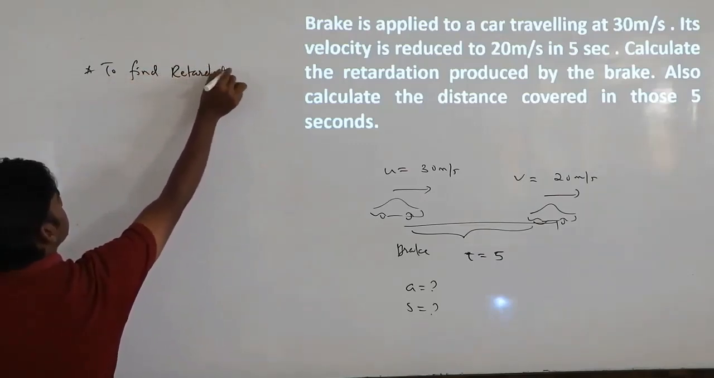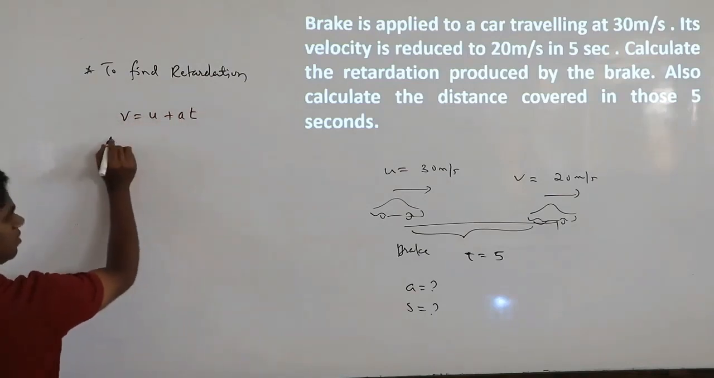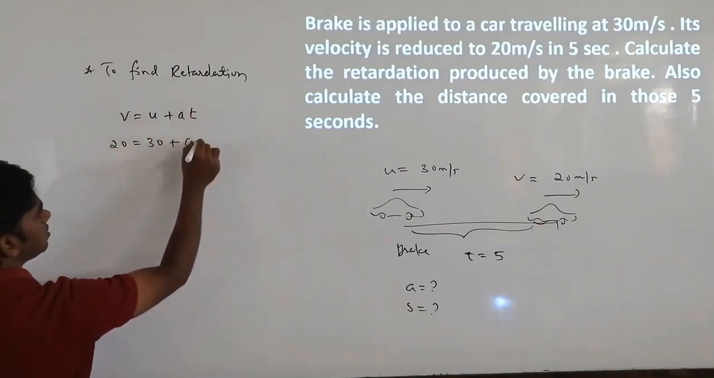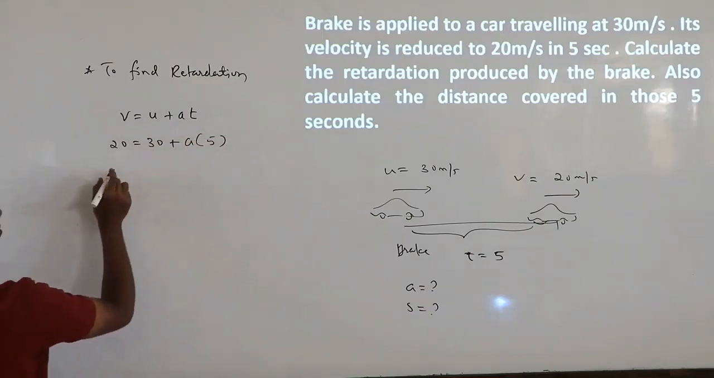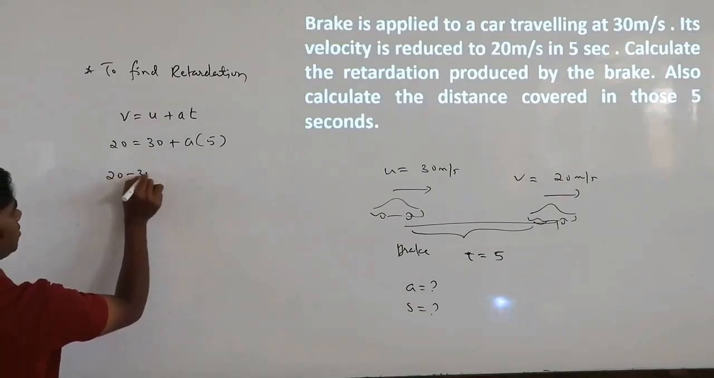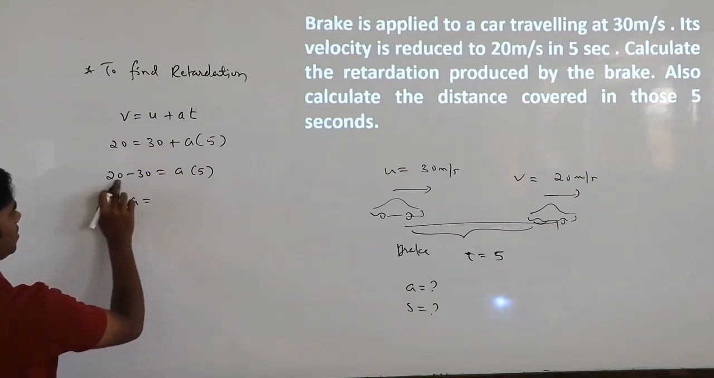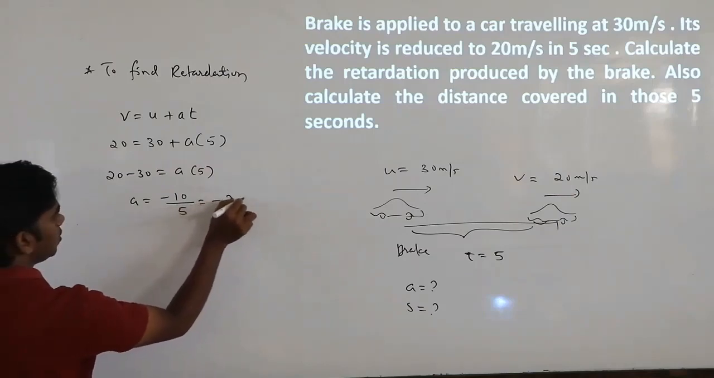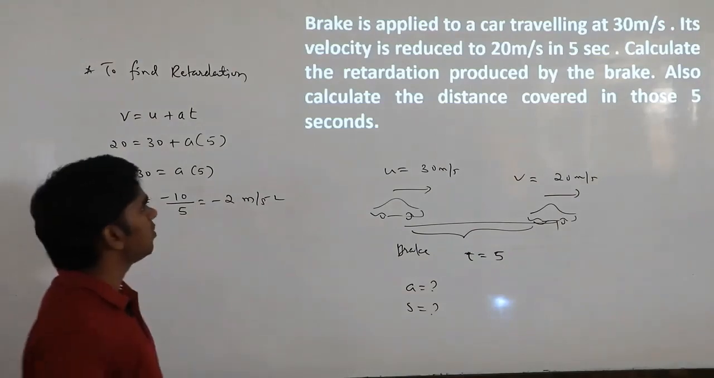First we have to find the retardation. To find retardation, apply V equals U plus at. V is 20, U is 30, plus A is what we need to find, and time taken is 5. So 30 comes to this side and becomes minus. So 20 minus 30 equals A into 5. So A equals 20 minus 30, which is minus 10, divided by 5, so minus 2 meter per second square. Retardation is minus 2 meter per second square.